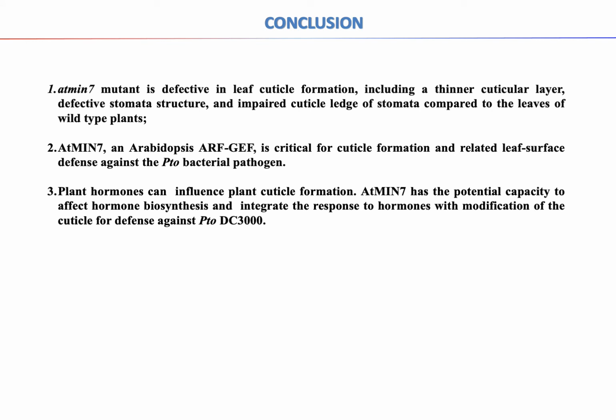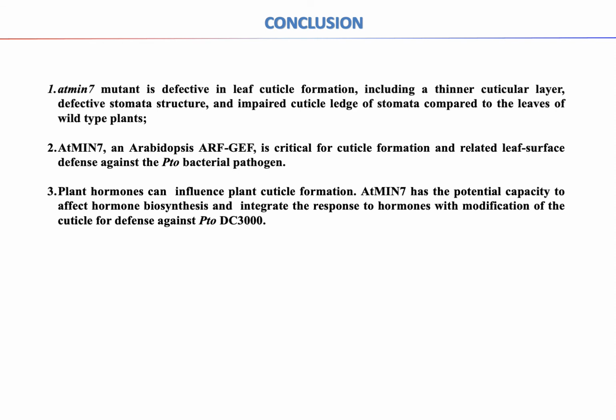In summary, the AtMIN7 mutant is defective in leaf cuticle formation, including a thinner cuticular layer, defective stomata structure, and impaired cuticle ledge of stomata compared to those of the wild-type plants. AtMIN7, an important vesicle trafficking component, is critical for cuticle formation and related leaf surface defense against bacterial pathogen infection.